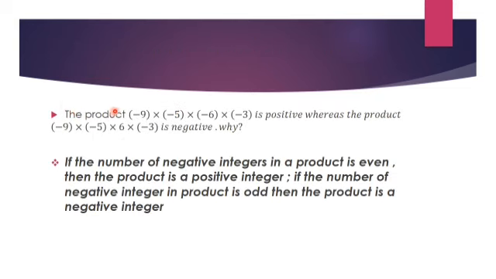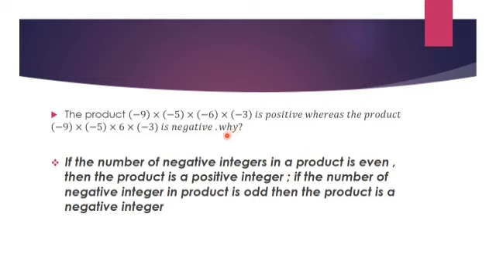Okay, these are some exercises. The product of minus 9, minus 5, minus 6, minus 3. This is multiplication: minus 9 into minus 5 into minus 6 into minus 3 is positive, whereas the product of minus 9, minus 5, 6 into minus 3 is negative.